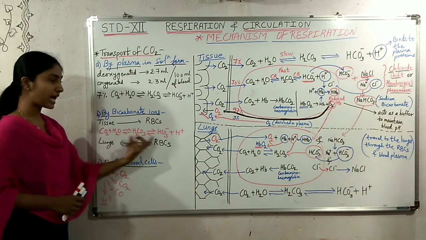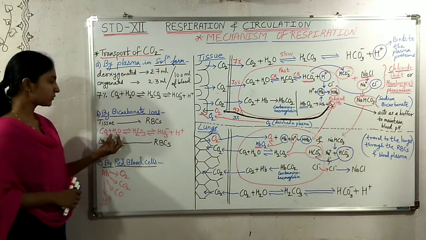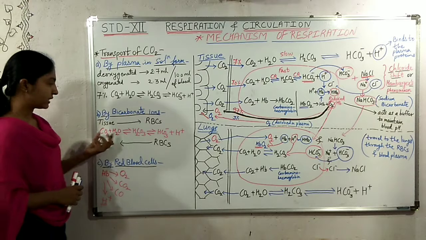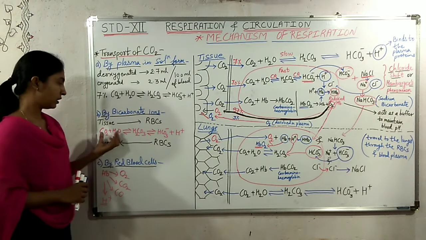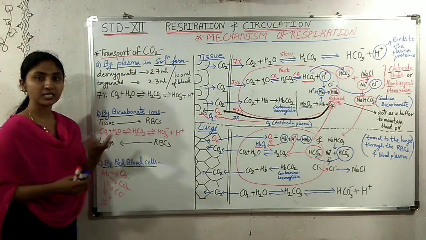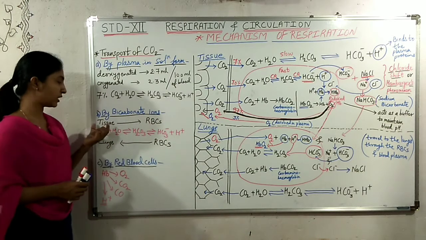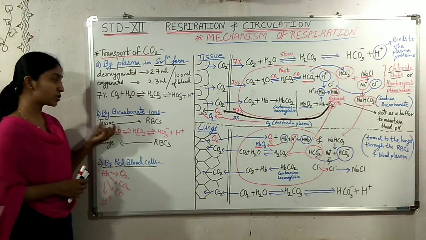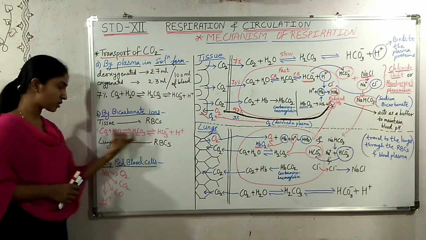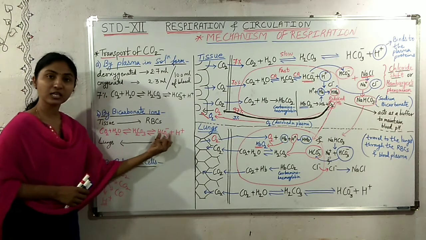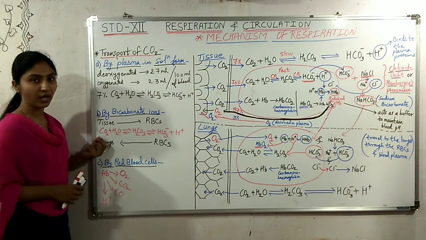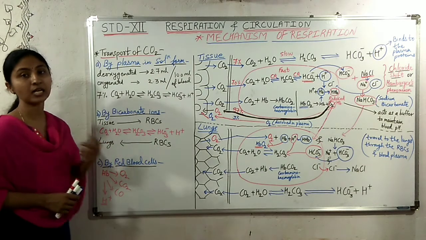So this reaction is a reversed reaction, a two-way reaction. So only this you have to remember, that this reaction is a two-way reaction. Carbon dioxide combines with the water to form carbonic acid. Carbonic acid is unstable, so it splits up while giving the carbon dioxide from the tissue to the RBCs. And from RBCs, while giving carbon dioxide to the lungs, the ions combine to form carbonic acid. The carbonic acid splits up into water and carbon dioxide, and then the carbon dioxide is exhaled out.